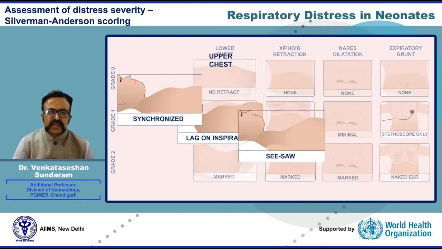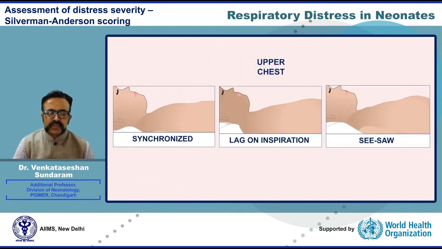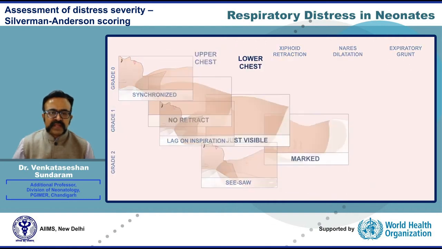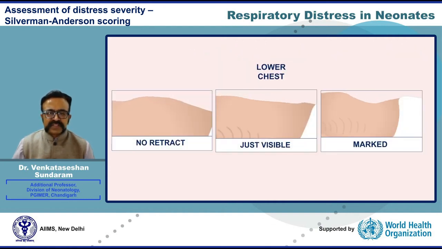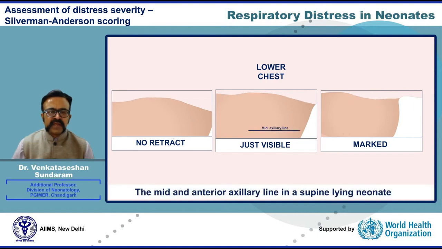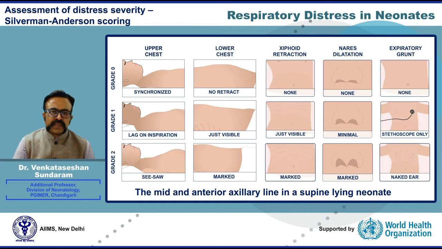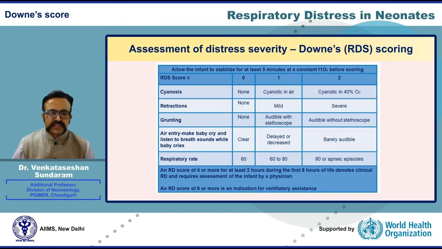The term upper chest does not mean above the nipple level as it is thought by many residents. It in fact indicates whether the upper chest moves in synchrony with the abdomen movement or not during inspiration. Similarly, lower chest is to look for retractions at the level of the mid and anterior axillary line in a supine lying neonate. Another score is the Downes score.